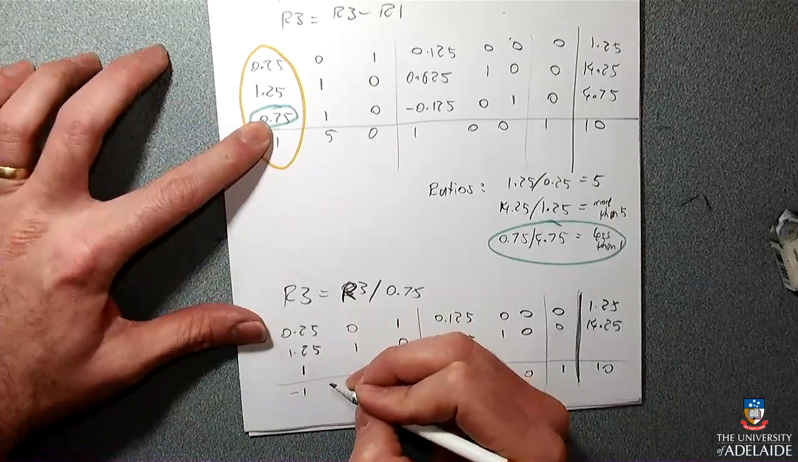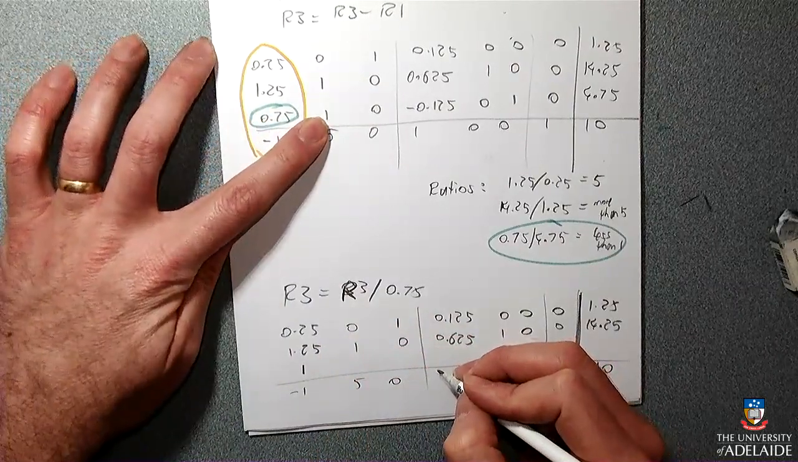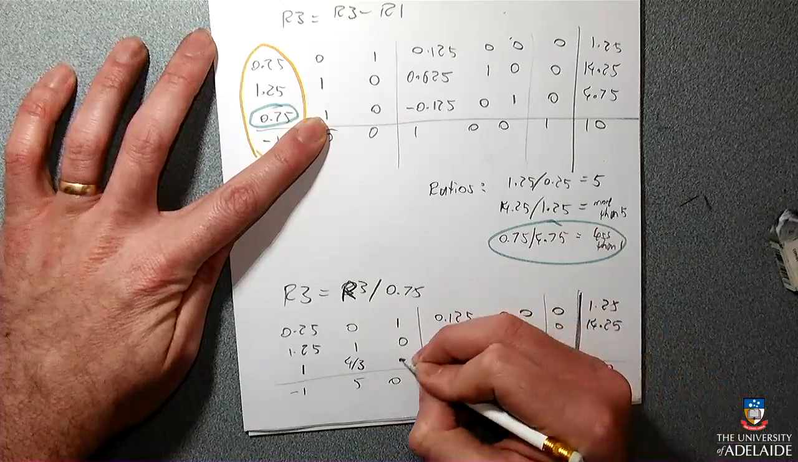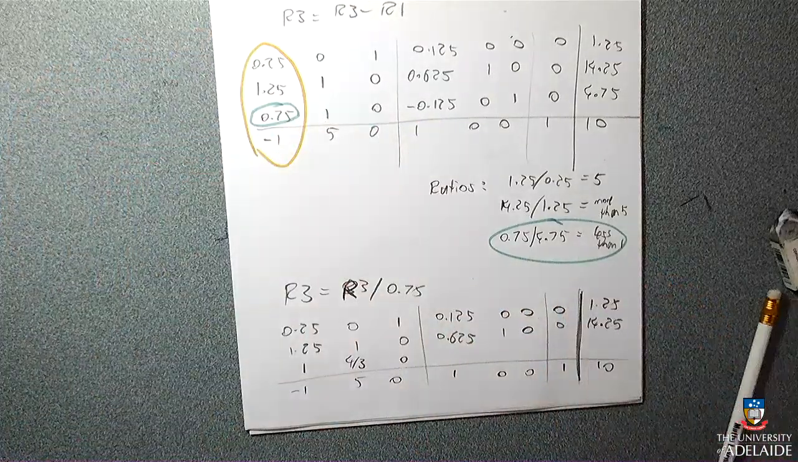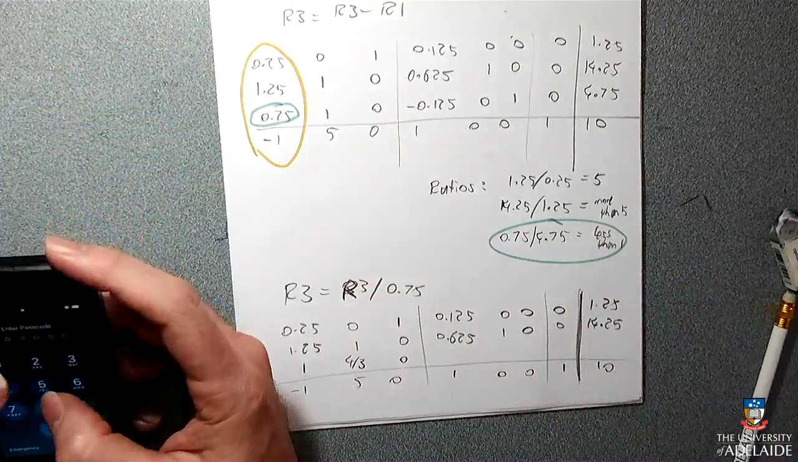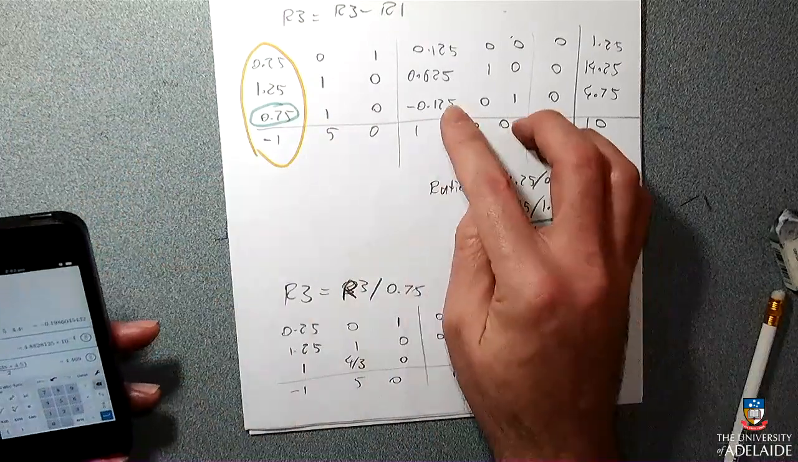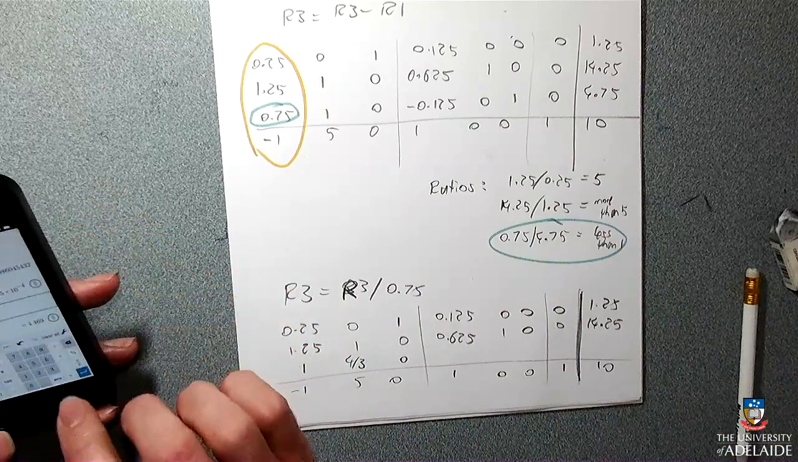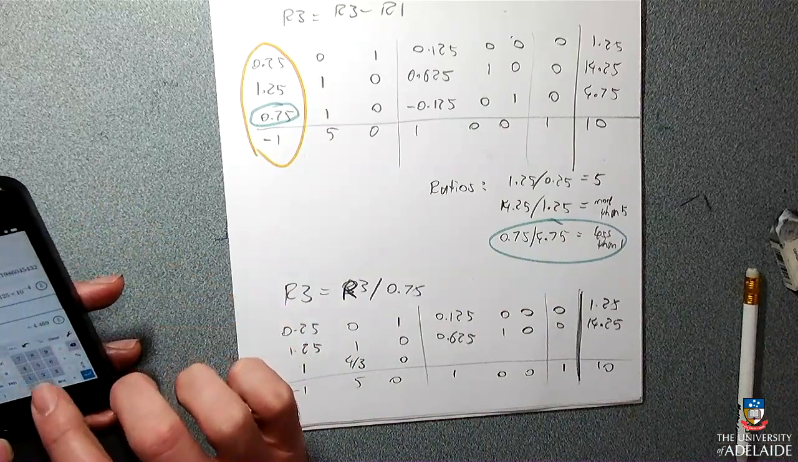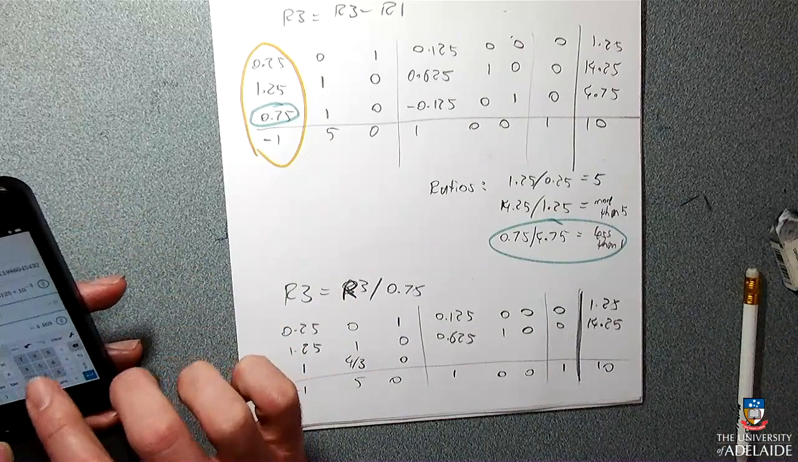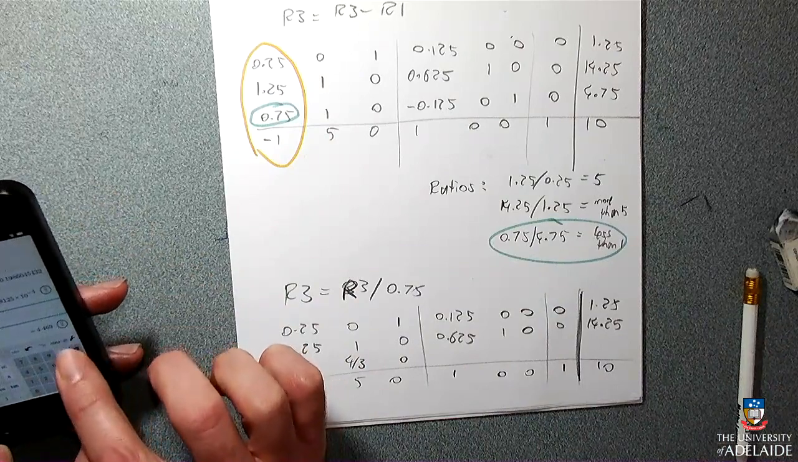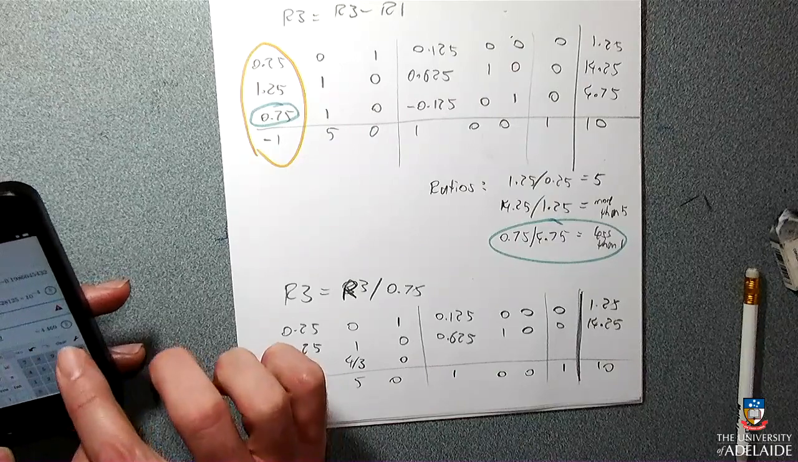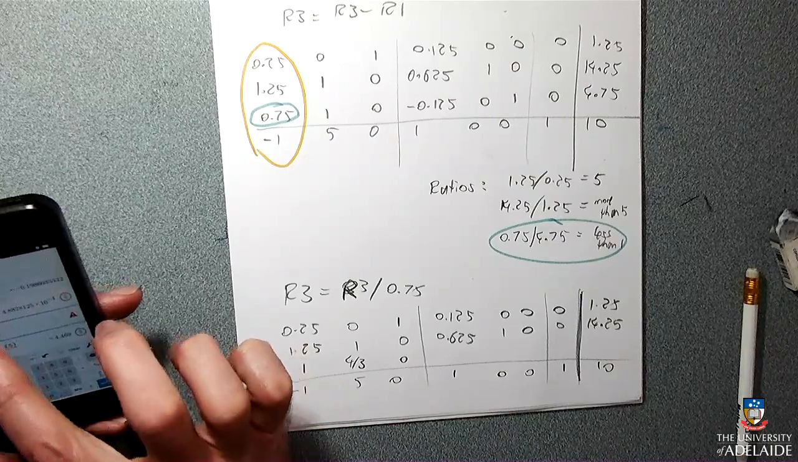So this divided by 0.75 is 1. Oh, that'd be 4/3. Well, that's 5/4 divided, so that's 5/3. Oh, come on.